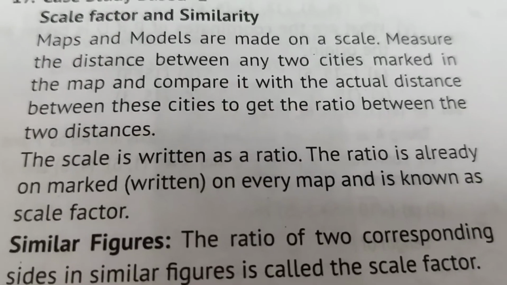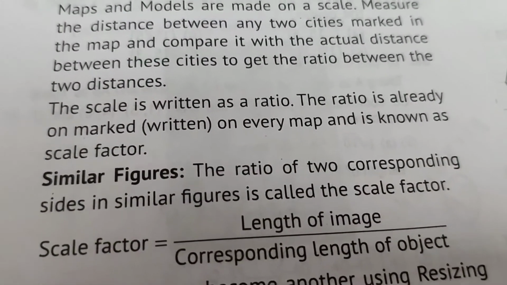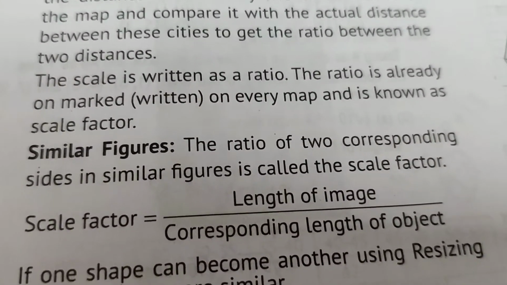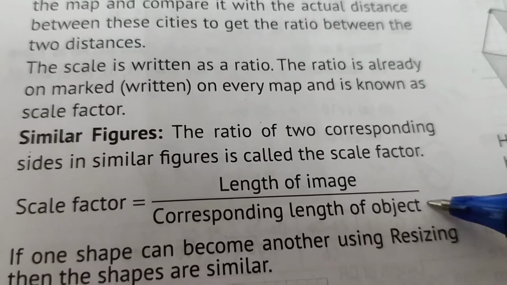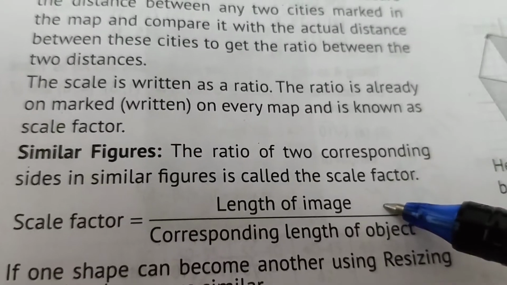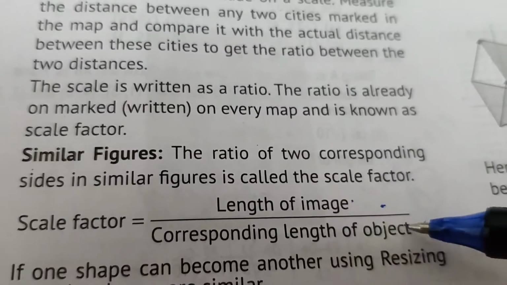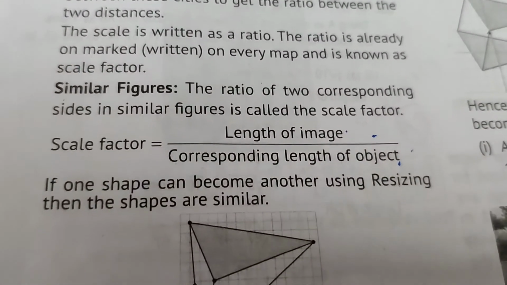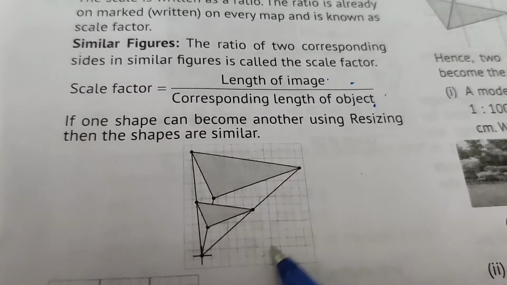Similar figures. We know that the ratio of two corresponding sides in similar figures is called the scale factor. Scale factor is equal to the length of the image over the corresponding length of the object. This is the actual length of the object and this is the image length, or the scale measurement by the actual measurement. If one shape can become another using resizing, then the shapes are similar.